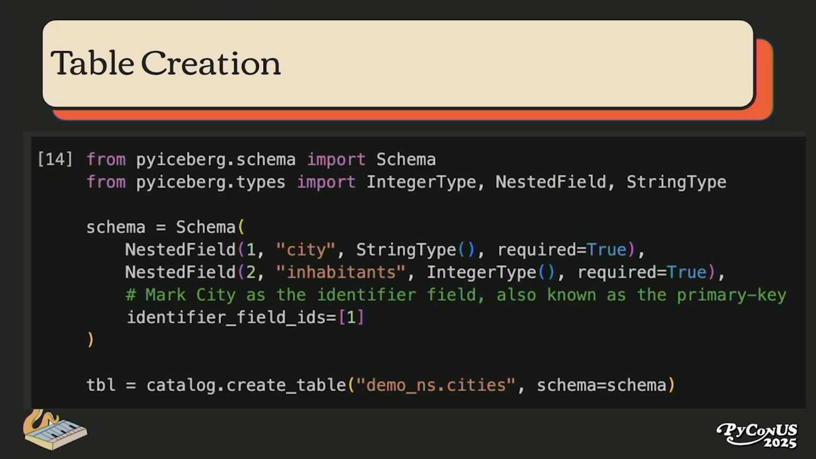So similarly here, now I want to create a table with 2 columns, city and inhabitants. I first use PyIceberg's API to define the schema, and from top to bottom, I specify the first column to be city with data type string. The second column would be inhabitants with data type integer. I also mark city as the identifier field, which is a similar concept to a primary key in a database. And finally, I can just use the create table API by giving it a table name and a schema. And PyIceberg will handle the rest in the background.